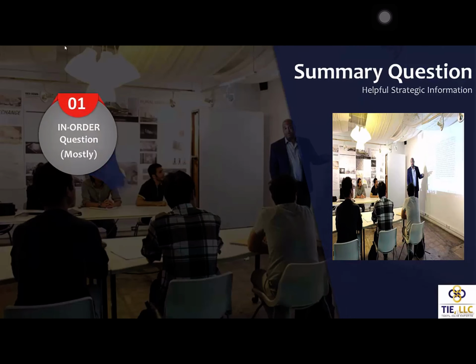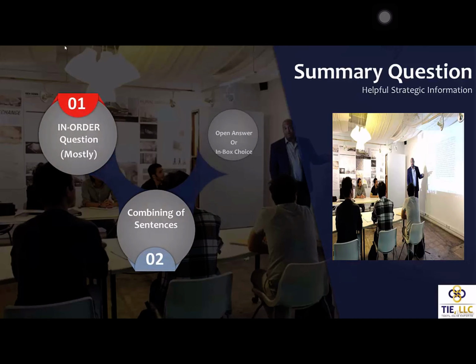So in regards to some helpful strategic information, the questions go in order most of the time. However, I pointed out to you that that might not happen. If you have a summary question in reading passage number 2, most likely it goes in order. If you have a summary question in reading passage 3, which is more difficult, there might be 1 or 2 of the questions that don't go in order. That's one of the ways in which they raise the difficulty level of the exam.